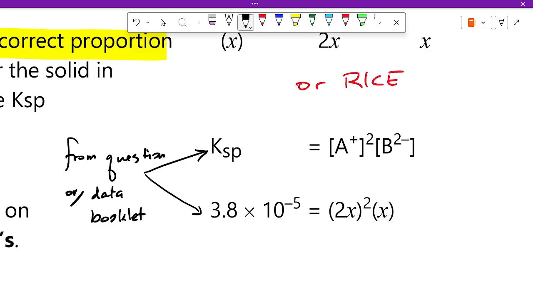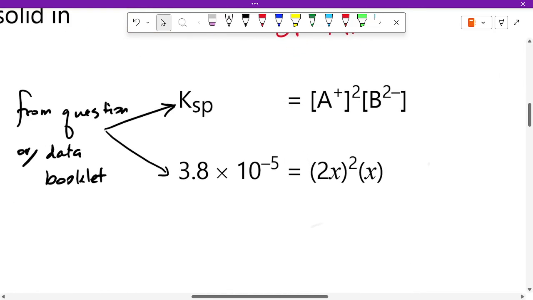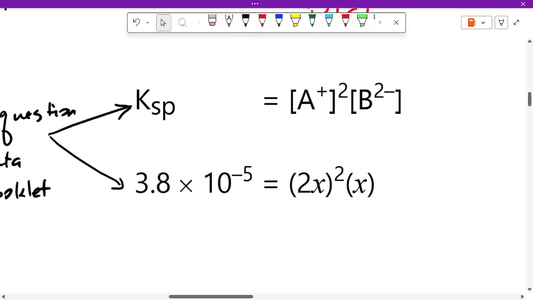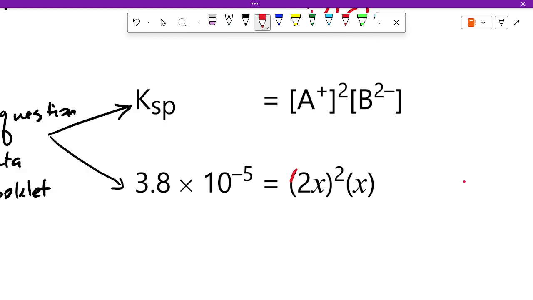And then you solve for x. And don't forget that when you square your a, it has to be in brackets. You have to square both the 2 and the x. Sometimes people forget and they just write 2x squared, like that. We do not want that, because the 2 needs to be squared as well as the x.